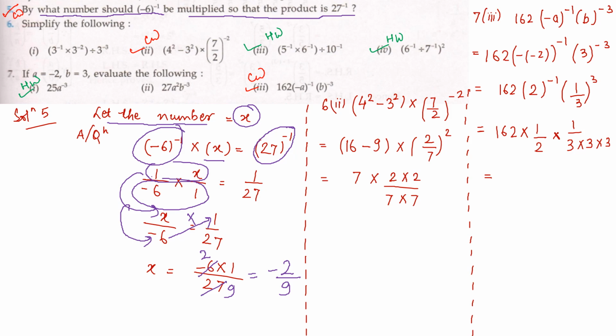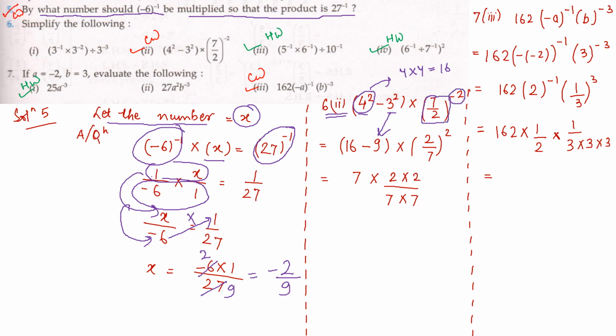Okay, moving on to question number 6, subpart second. You have to simplify the following. You just have to solve it. So 4 to the power 2 minus 3 to the power 2 into 7 by 2 to the power minus 2. Now 4 to the power 2 is 16. How? Because it is 4 into 4. It is 16. Minus 3 to the power 2 is 9. So into 7 by 2 to the power minus 2.